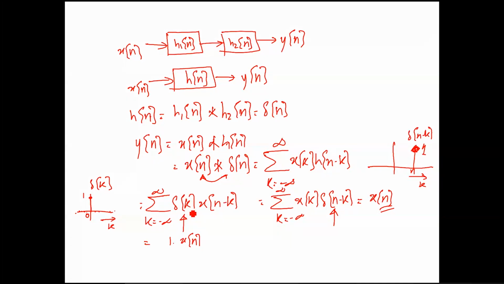But at all values of k, this delta k is 0. Only at k equal to 0, this is 1. And at k equal to 0, this is x of n. So just x of n.